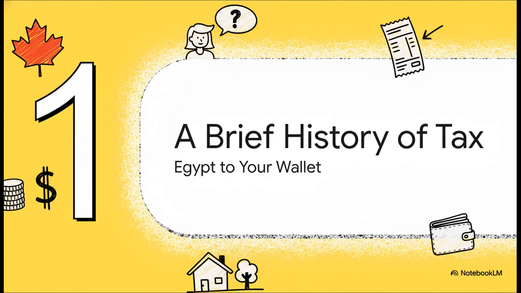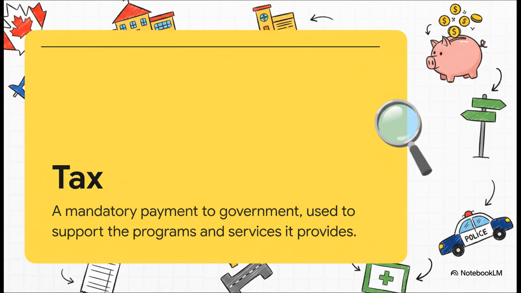You know, to really understand why our system works the way it does today, it helps to see how this whole idea of tax has changed over time, all the way from ancient Egypt right up to what comes out of your wallet today. So what is a tax, really, when you boil it down? Well, it's basically a required payment that we all make to the government. And that money? It's used to pay for, well, everything. It supports the government itself and all the programs and services it provides for all of us. It's really one of the foundational building blocks of any organized society.